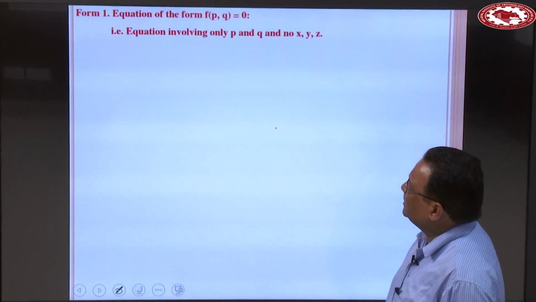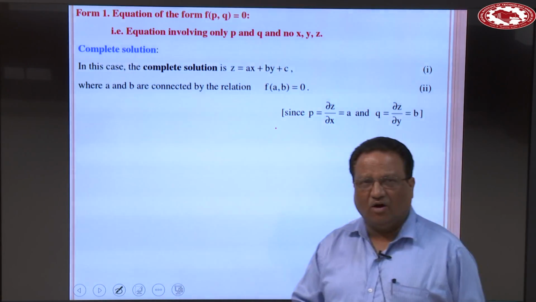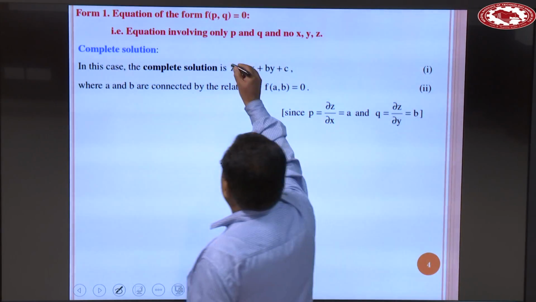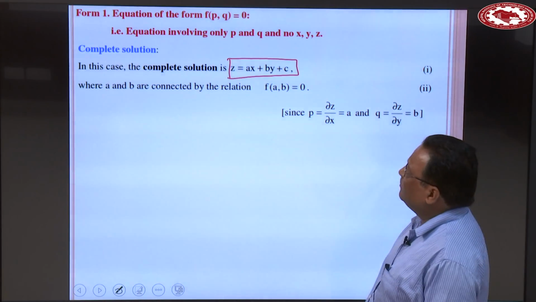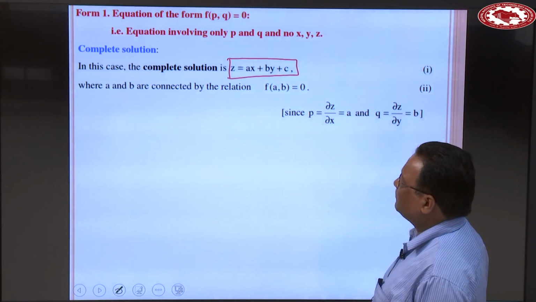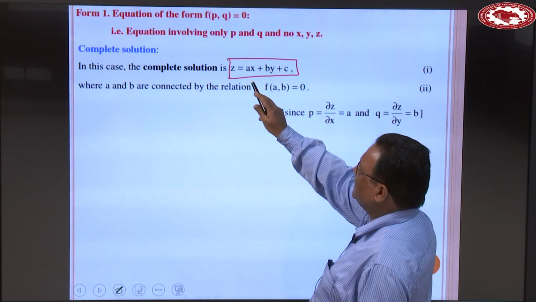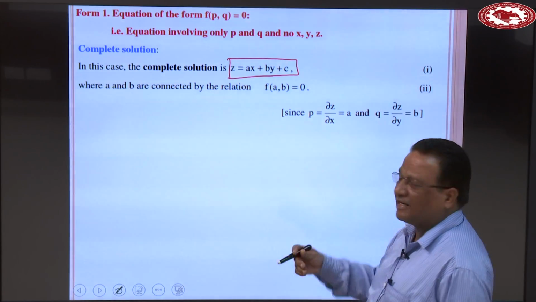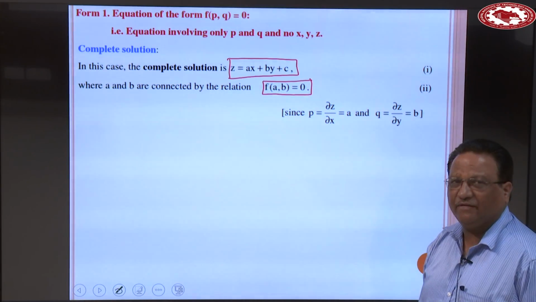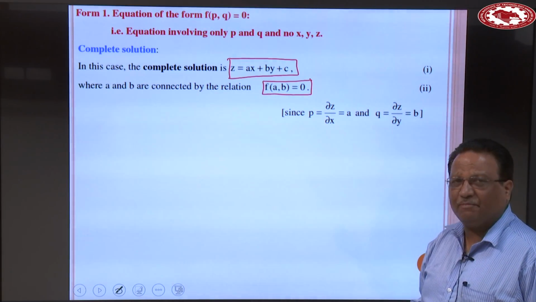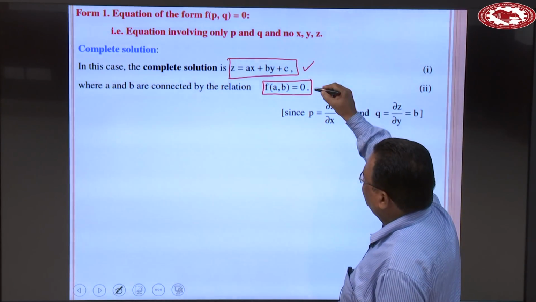So the first one is equations of the form function of p, q is equal to 0. How can we solve these types of problems? In this case, the complete solution is z is equal to ax plus by plus c, where a and b are connected by the relation f(a, b) is equal to 0. We have been given f(p, q) is equal to 0, so the solution is this, where this condition holds good.